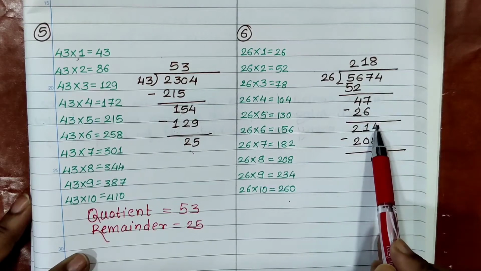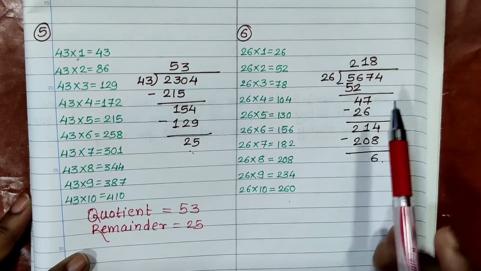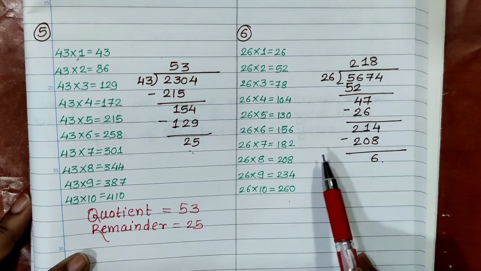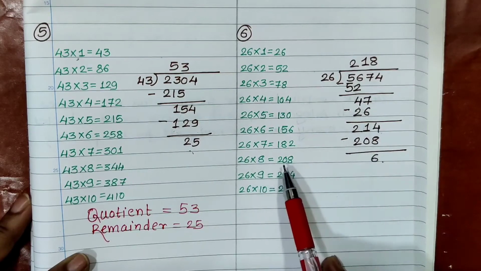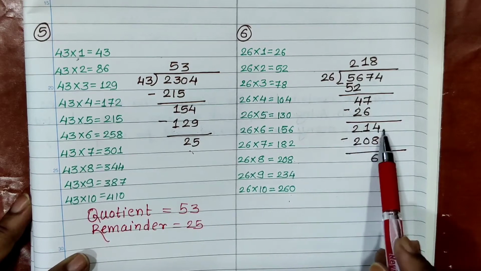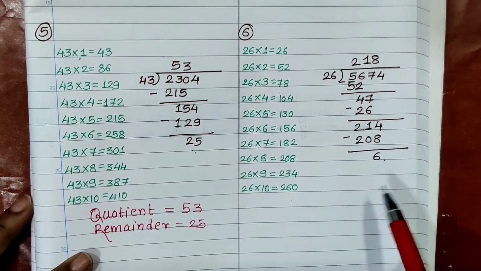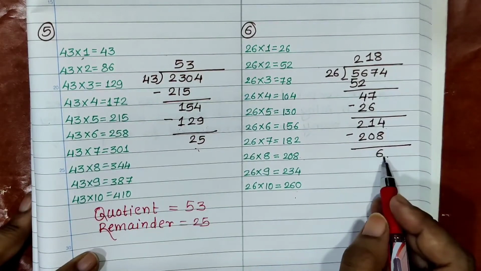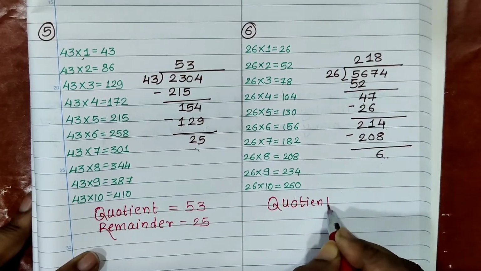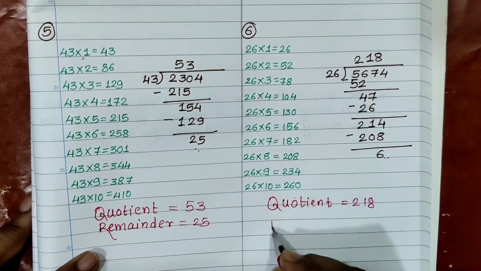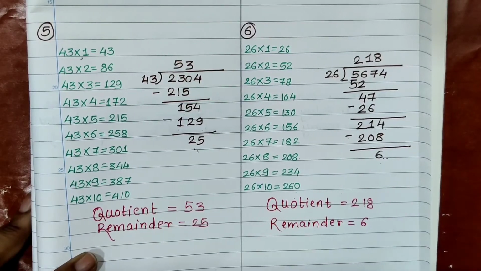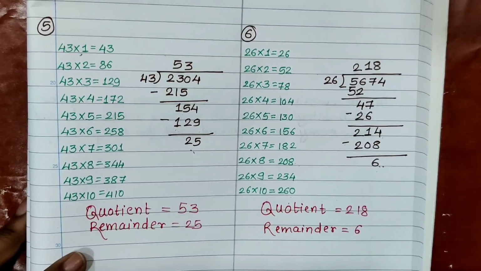Now the last digit is remaining, which we have to put down, 214. 214 is not there in the table of 26. So the number which is a bit smaller than 214 is 208. So 26 8s are 208. 214 minus 208, remainder is 6. So in this way we have got remainder 6, quotient 218. So write down quotient 218, remainder 6. And in this way we have to complete these sums from question number 1.